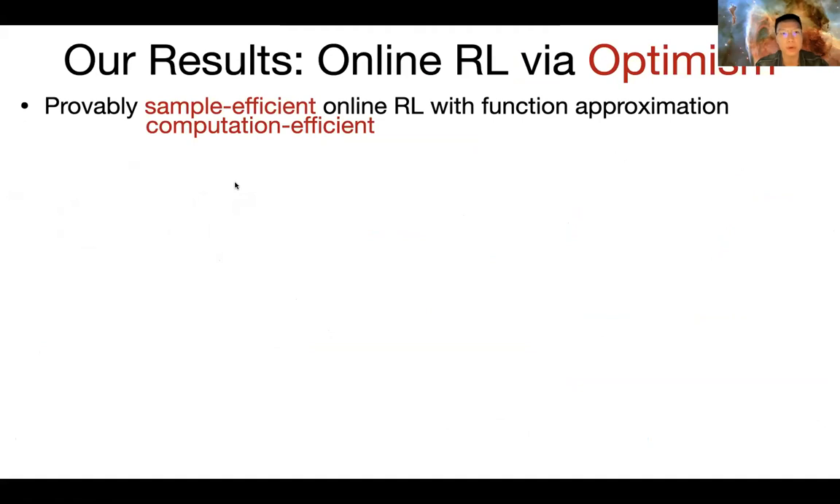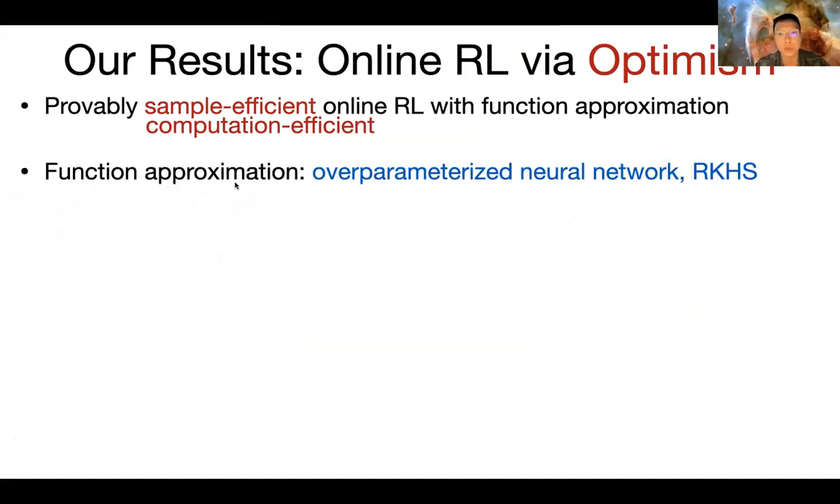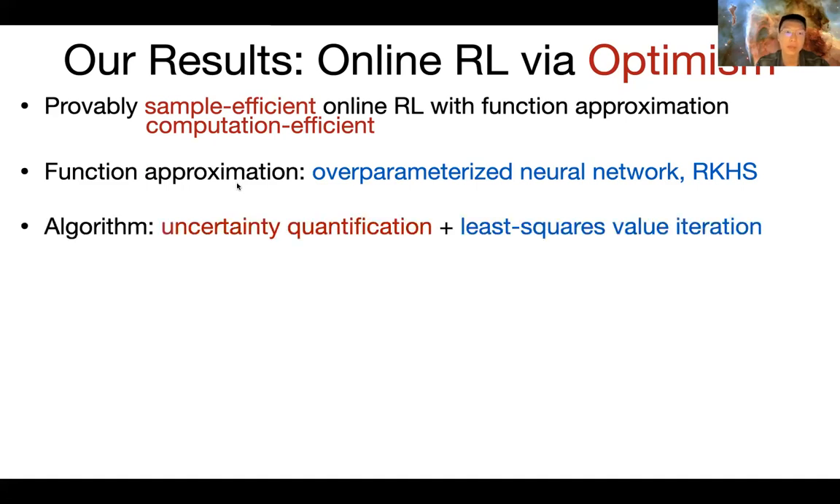So in this work, we propose an online reinforcement learning algorithm which achieves both sample efficiency and computational efficiency. And also we incorporate function approximators, including RKHS and over-parameterized neural networks. In terms of algorithm design, our algorithm is based on a classical algorithm called least squares value iteration, which solves the reinforcement learning problem by fitting a sequence of least square regression models. This is a classical algorithm, and our algorithm adds an additional ingredient to it.